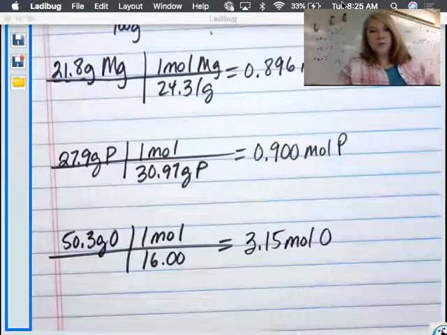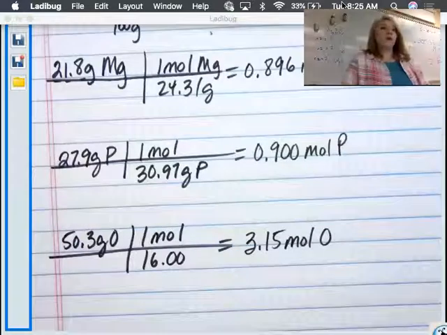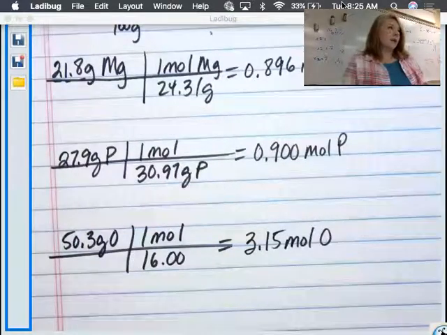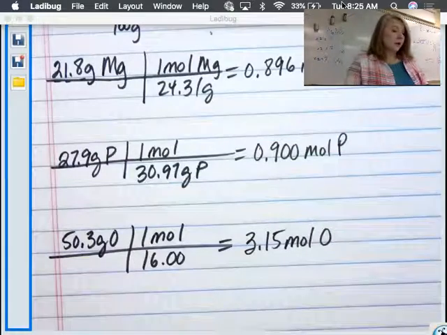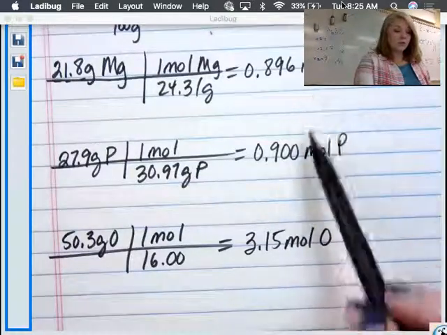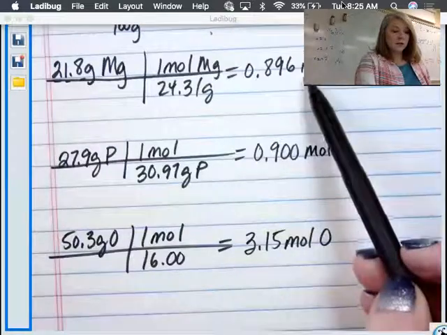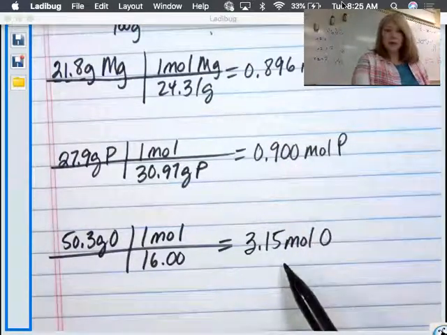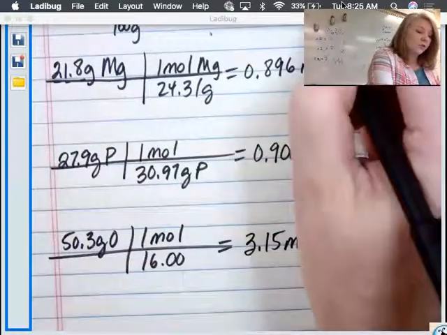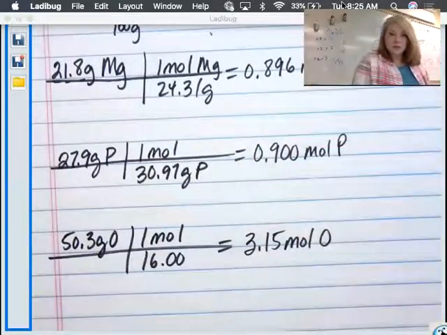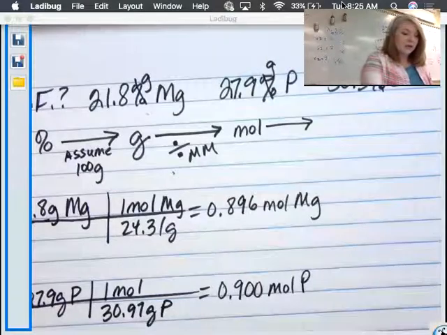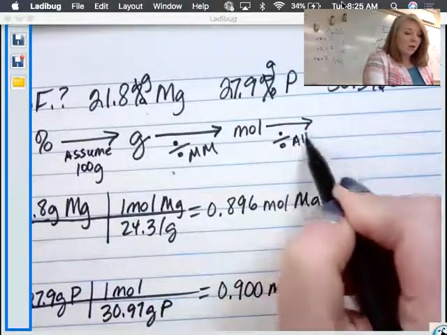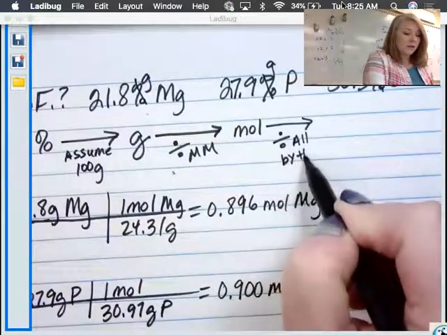Okay, now if we wanted to, we could go ahead and write our empirical formula at this point, except the definition says that we have to have whole numbers. Do we have whole numbers right now? Is that a whole number? No, that's not a whole number, and neither is this. So our next step, and we'll put this up here in our little sequence of steps, is once we get everything into moles, we're going to divide all by the smallest.